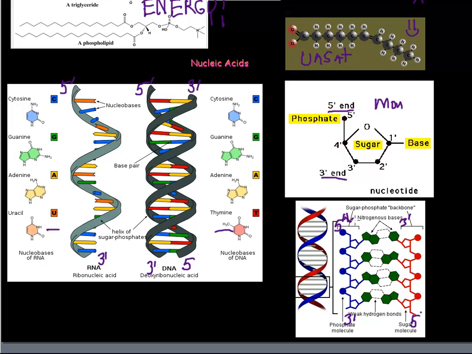Okay, so those are the 4 chemicals, and what I would like you guys to be able to do is to know what the monomers are for each one. What are they, and how are they used in the body?